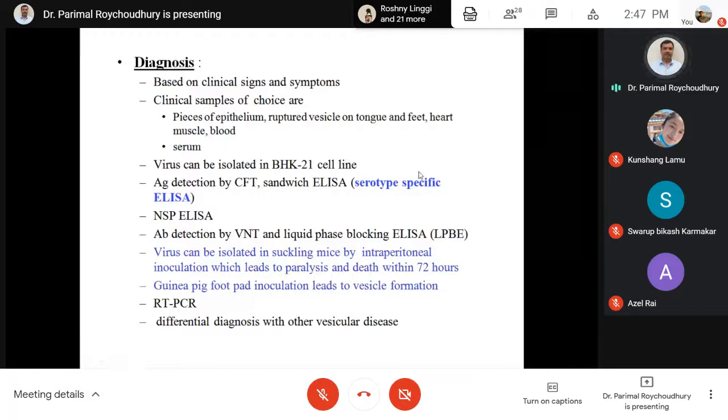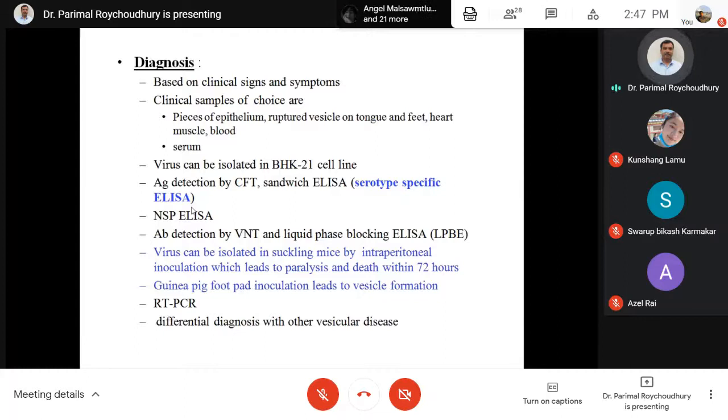So the PDFMD developed a serotype specific ELISA test, and these are available in all state veterinary laboratories. They go for the sandwich ELISA to find out the serotypes. So basically they investigate whether it is O, A, C, SAT1, these serotypes, and finally it is recorded, and every year the disease scenario is published for the people.